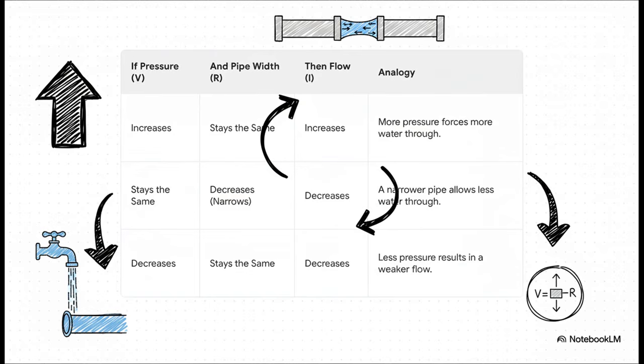If you crank up the pressure, the voltage, but the pipe width, the resistance, stays the same, what's going to happen? Well, the flow has to increase. More pressure forces more water through. Now, what if you keep the pressure the same, but you make the pipe narrower? You increase the resistance. The flow's got to go down. It's totally intuitive, and it's all right there in that one little formula.